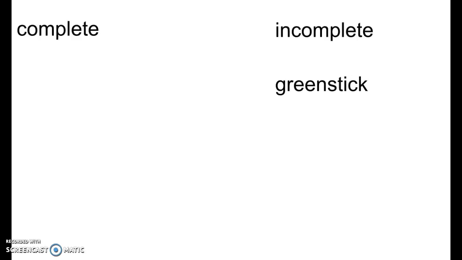One type of incomplete fracture that you see pop up a lot on NCLEX questions and stuff like that is a green stick fracture, and that's commonly seen in children.